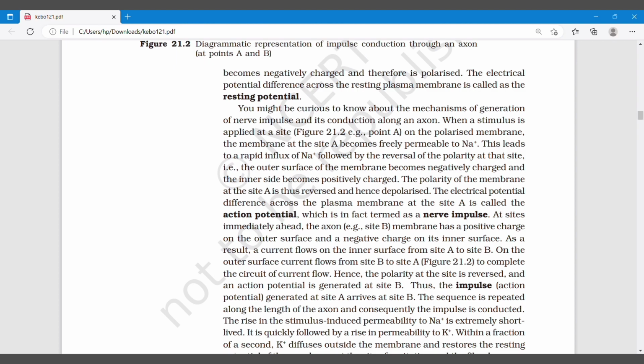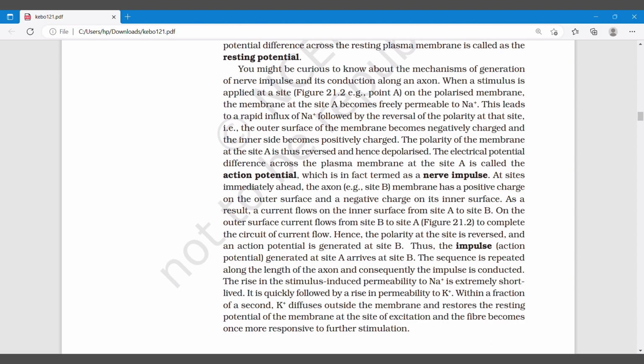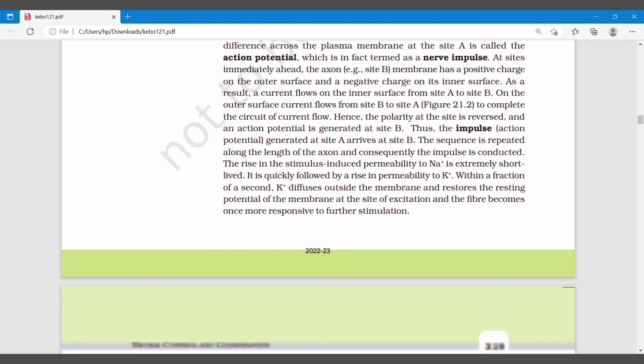The rise in the stimulus induced permeability to Na plus is extremely short lived. It is quickly followed by a rise in permeability to K plus within a fraction of a second. K plus diffuses outside the membrane and restores the resting potential of the membrane at the site of excitation, and the fibers become once more responsive to further stimulation.